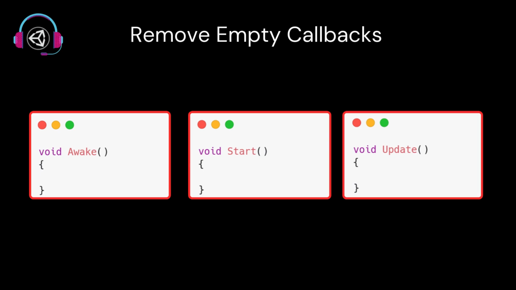Tip number 7: remove empty callbacks. If your code includes empty definitions for functions, like Awake, Start, or Update, remove them. Empty functions like Awake, Start, and Update still get checked by Unity. If you don't need them, remove them to improve performance.